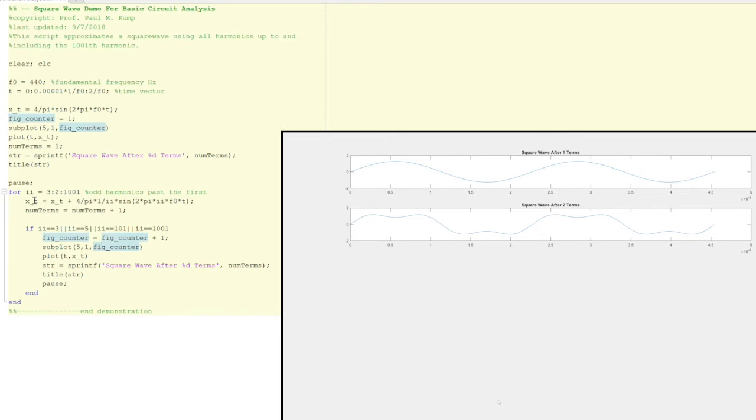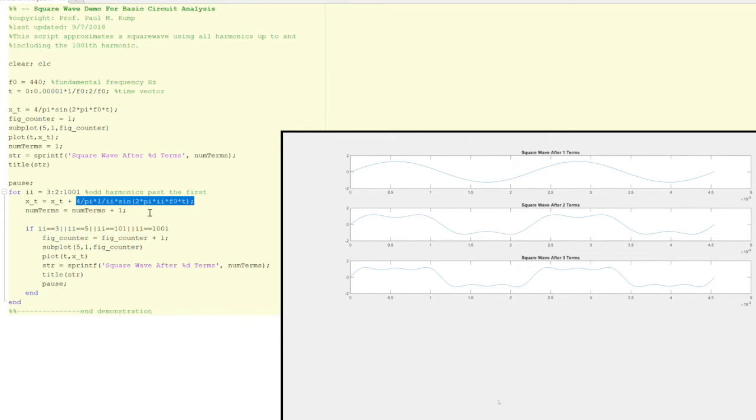Now, back to the code, it loops back up again, and i is 5, and it adds a new sinusoid to our x of t. And because i is 5 here, I've got it plotting this function. So now, look at the plot. Now we have 3 sinusoids, and you see a third sinusoid superimposed on the second plot.